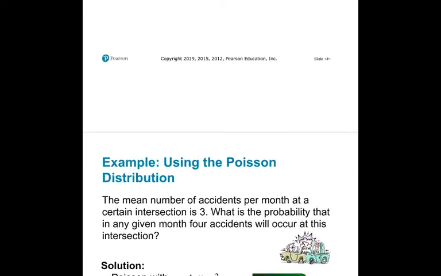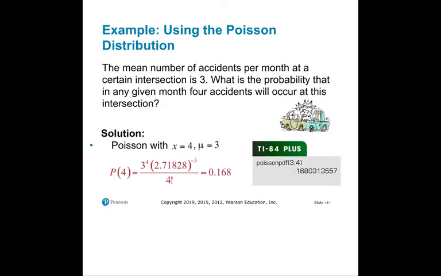Well, it says the average number of accidents per month at a certain intersection is 3. What's the probability that in any given month 4 accidents will occur? So we have our mu is 3, and x is going to be 4. Then we just basically plug it into the formula. Again, this is just a function in the calculator, this e. So it's going to be 3 to the 4, e to the negative 3 over 4 factorial, and it gives us this. Also, you can do the Poisson probability distribution function in your calculator, where 3 was the average, and we want x to be 4, and it'll give it to us. Okay.